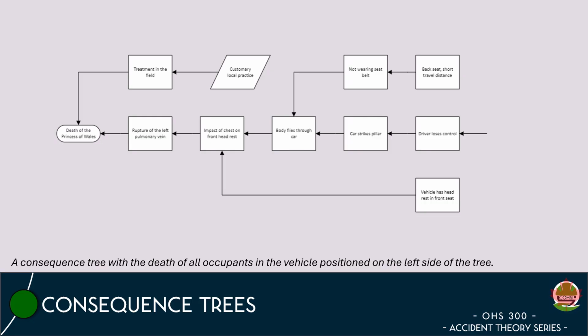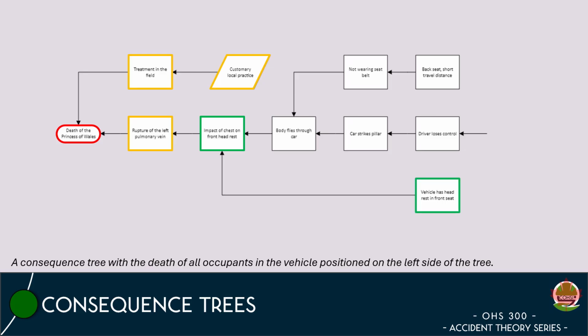The consequence tree is structured with the outcome, the death of the Princess of Wales, positioned on the left side. Events leading up to this outcome are organized sequentially. These include the treatment she received at the scene, which followed customary local practices, and the rupture of her left pulmonary vein. This rupture was caused by the impact of her chest against the front seat's headrest during the crash.